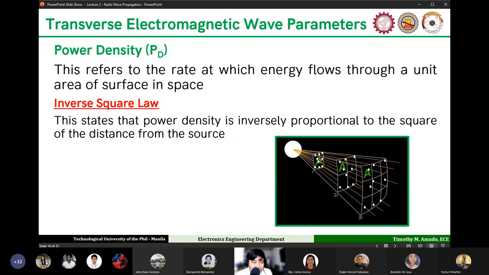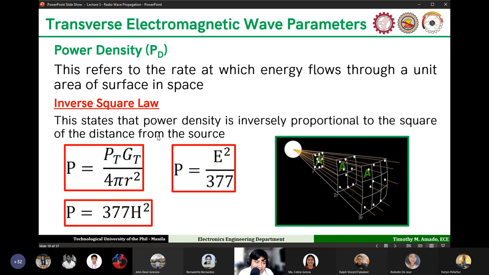So, itong una, yung PT GT over 4 pi R square, power density. Okay, P sub D to, guys. Hindi ko lang na-edit kasi picture siya, eh. So, yung power density natin, ito, yung PT GT over 4 pi R square, may kinalaman to dun sa definition: energy through unit area.